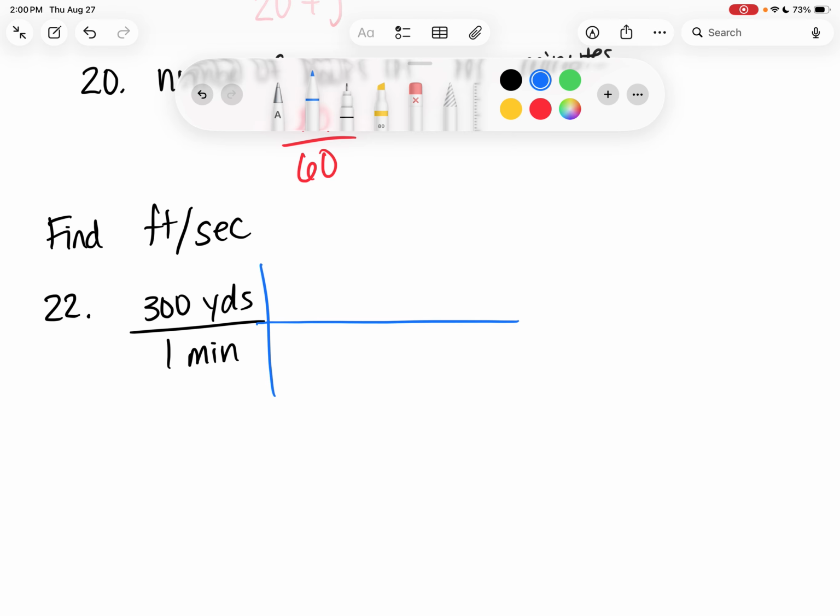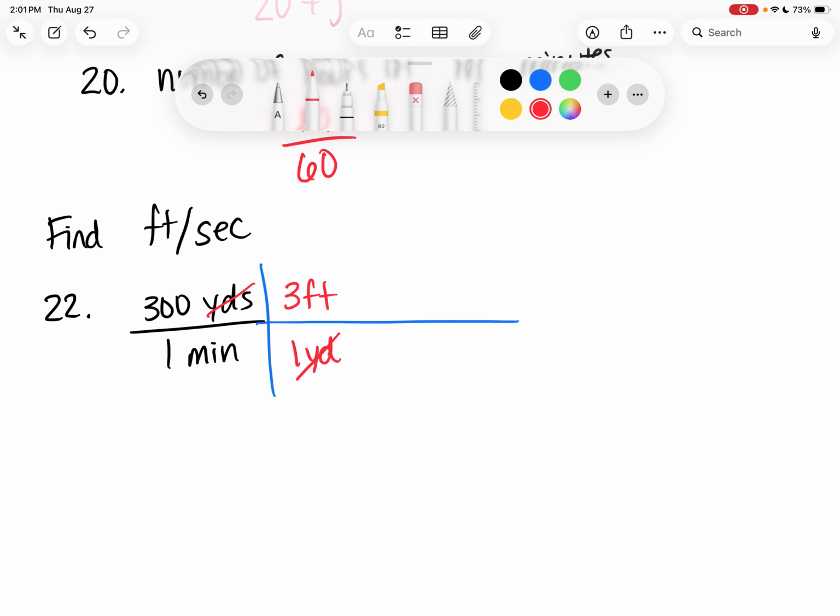So let's start with yards to feet first. How many feet are in a yard? Okay, so there's 3 feet in a yard. So I'm going to put 3 feet in 1 yard as my next conversion. And what I'm trying to do is cancel my units. So I've gotten rid of yards, and I now have feet.